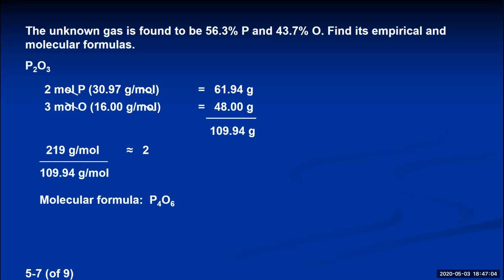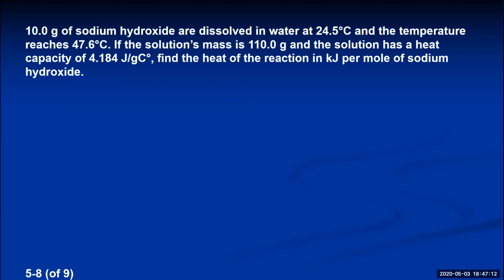The second chapter we had for test 5 was on thermochemistry, so we're going to finish with a couple of thermochemistry calculations. The first one is an experimental calculation. 10.0 grams of sodium hydroxide are dissolved in enough water at 24.5 degrees Celsius, and the temperature reaches 47.6 degrees Celsius. If the solution's mass is 110.0 grams, and the solution has a heat capacity of 4.184 joules per gram Celsius degree, find the heat of the reaction in kilojoules per mole of sodium hydroxide, and take a couple minutes and work that calculation out, and then we'll go through it together.